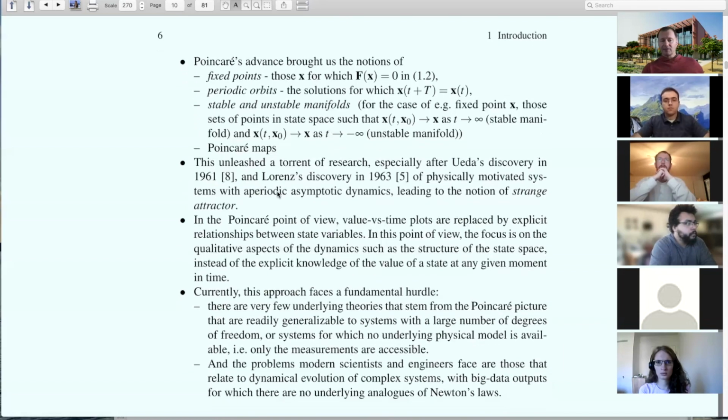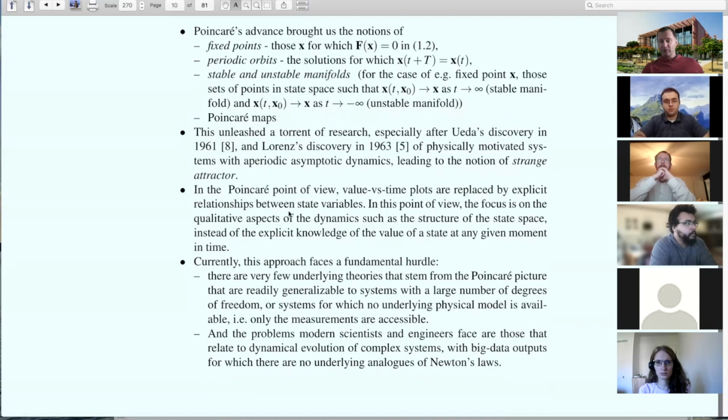So as we have seen, in this point of view, value versus time are replaced with relationships between state variables, and sometimes you're required to define new state variables. So in the language we're going to use in this class, you actually define new observables, such as me defining velocity as a new observable for the mass spring system, in order to understand the dynamics.